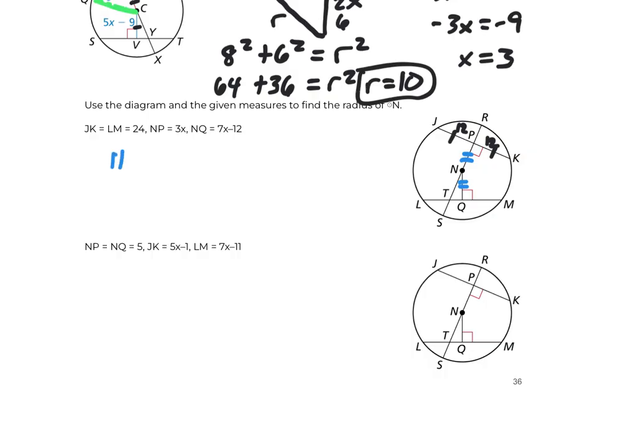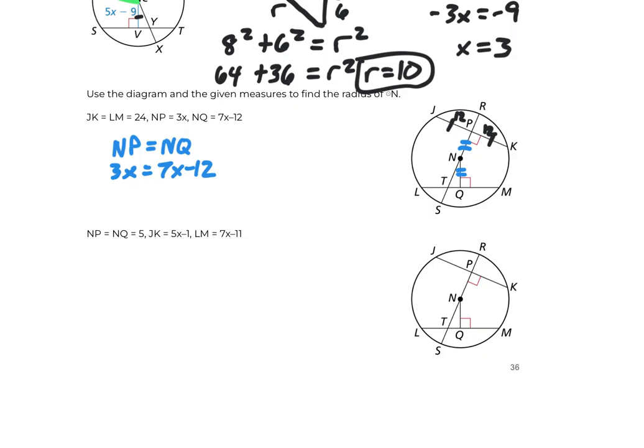So what I'm going to say here is that NP is equal to NQ. We know the length of NP is 3x. We know the length of NQ is 7x minus 12. So now we can solve it. Subtract 7x. Really watch your signs. We get x equals 3.